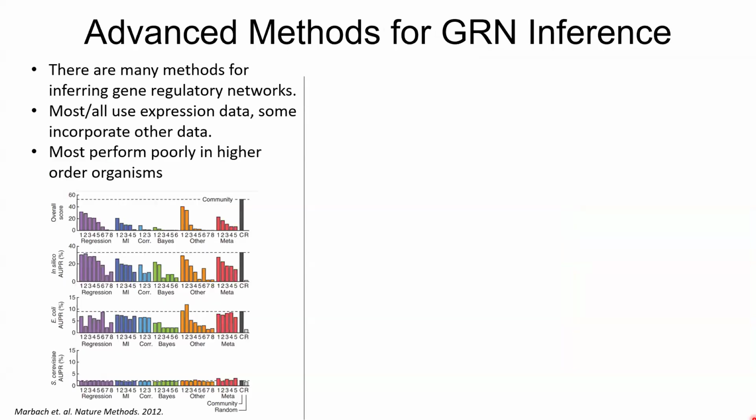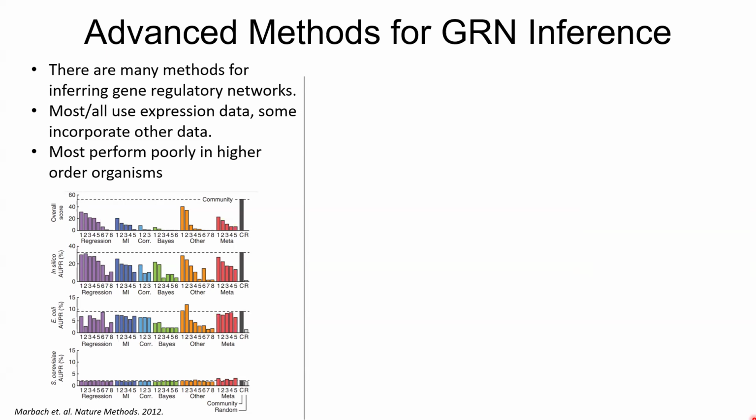So this leads us to many advanced network methods for gene regulatory network inference. And believe me, there are many. I'm not going to touch on them all here. There are many methods for inferring gene regulatory networks. Almost all of them use gene expression data, and many of them incorporate other types of data, such as the types I mentioned earlier. Importantly, though, most perform very poorly in higher order organisms.